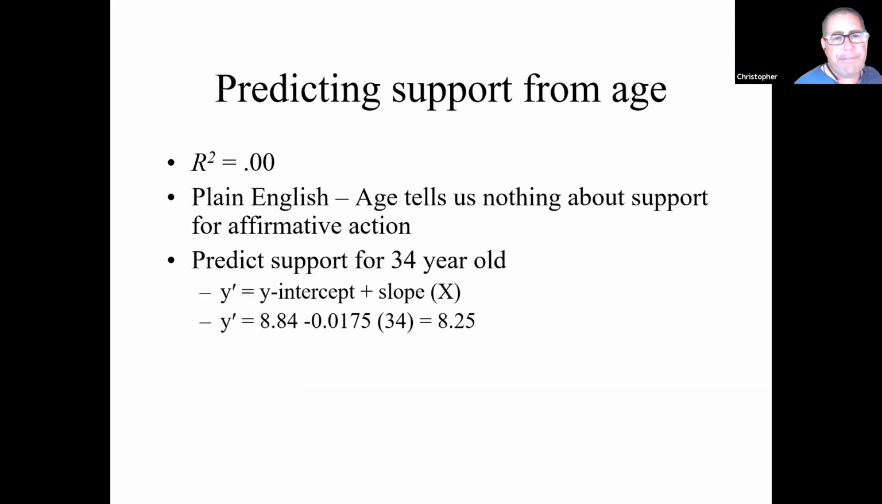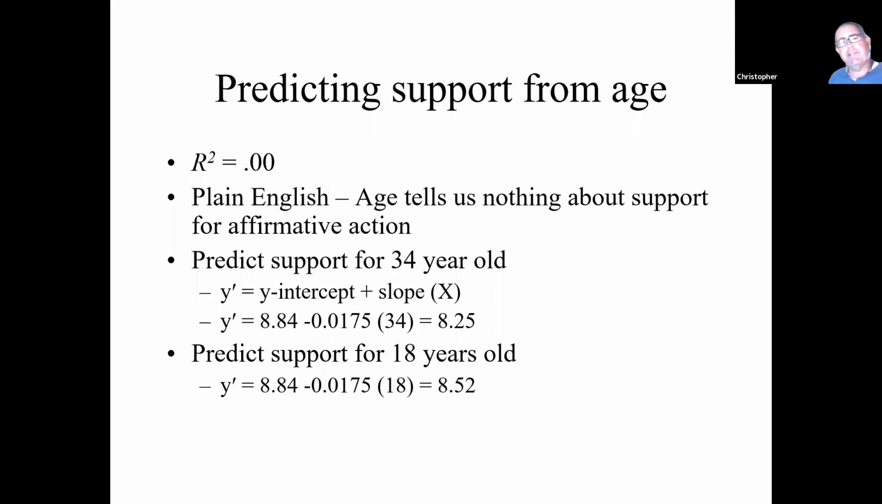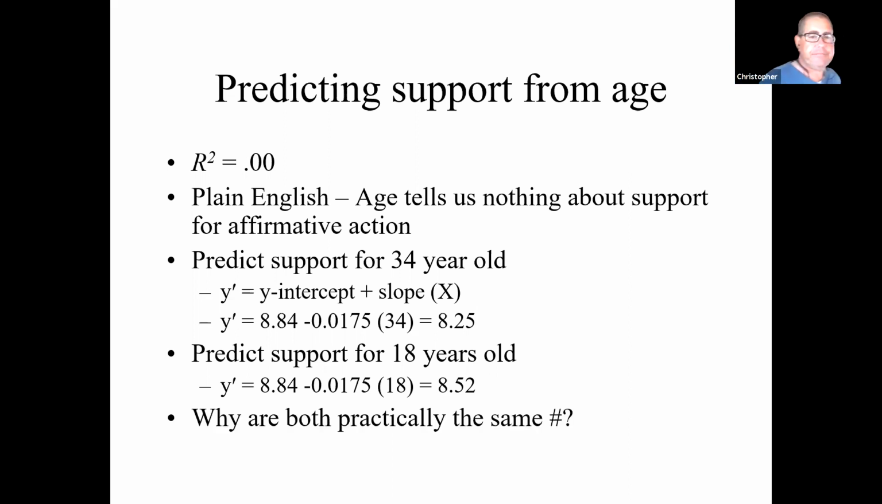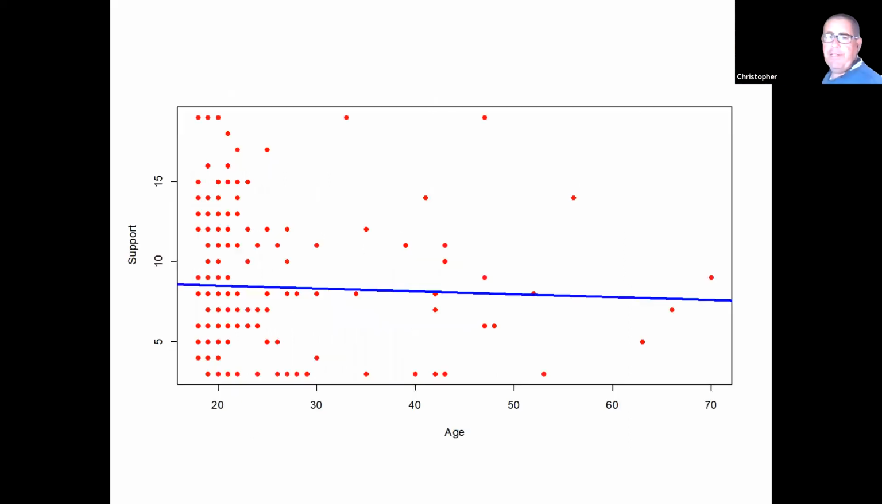And similarly, if we plugged in support for, say, a 34-year-old and support for an 18-year-old using the regression equation, we would find very little difference between those two groups. Both numbers are practically the same because we're not explaining anything. Age doesn't tell us anything about support. And you can see that graphically here, mostly flat regression line.